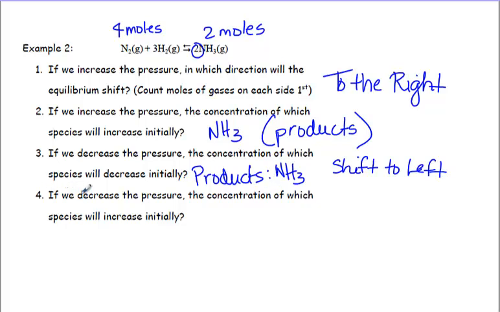If we decrease pressure again, shifting to the left, the concentration of which species will increase? That would be the N2 and the H2, or the reactants as we would say.